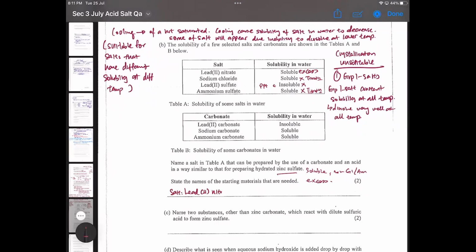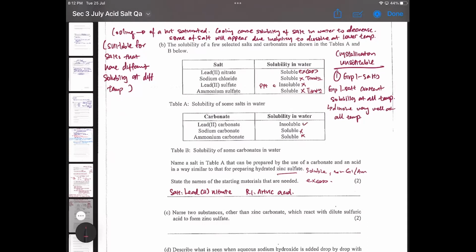nitrate. So to make lead(II) nitrate, remember the R1 and R2. The acid here, because it's a nitrate, confirm we are going to use nitric acid, no choice. And for the carbonates, we know that it has to be insoluble. These two are gone and cannot be group 1 anyway.